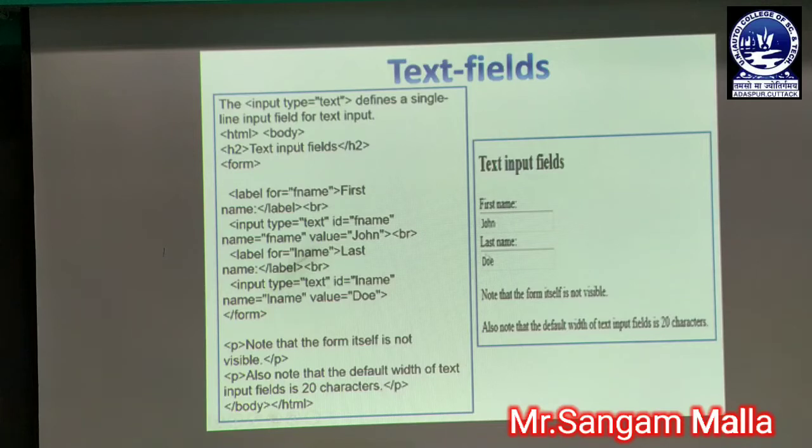Similarly after the last name label we have inserted another text field. We have to give input type equal to text, ID equal to lname, where value equal to Doe. You can see that Doe has been put up as the default value in the text field. So we have inserted two labels with the names first name and last name. We have inserted two text boxes with the IDs fname and lname.